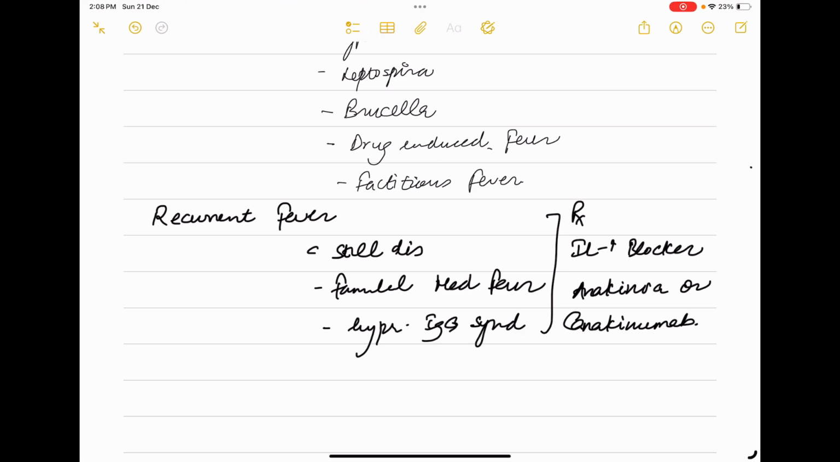So fever and hyperthermia, you have to know how to differentiate. And okay, this is all.